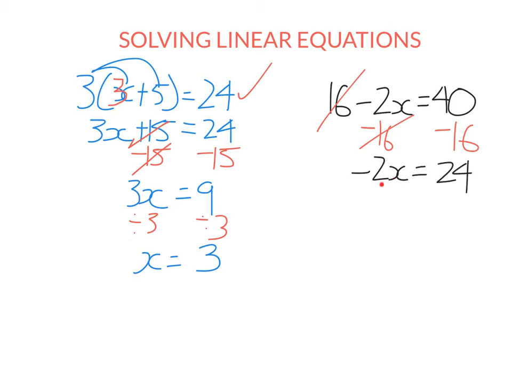So this isn't 2x, this is minus 2x. x has been times by minus 2. So now if I want to undo timesing by minus 2, I need to divide by negative 2, not positive 2. So minus 2x divided by minus 2, well, the times minus 2 and divide minus 2 cancel out. So I'm just left with x equals 24 divided by minus 2, which is negative 12.